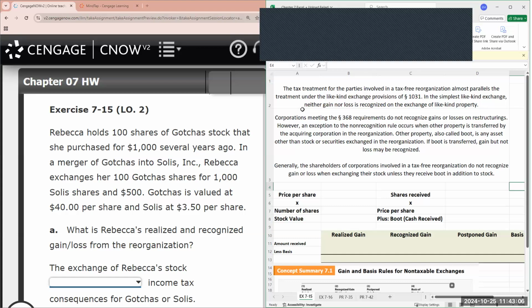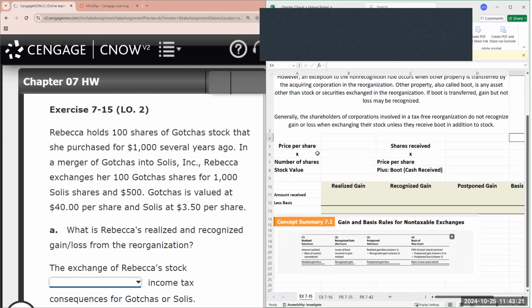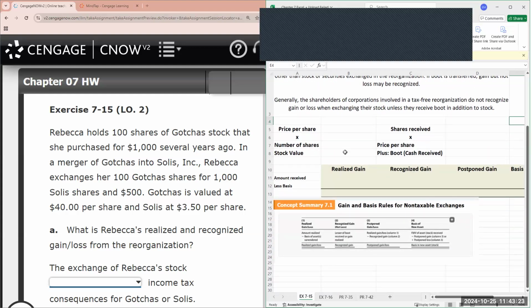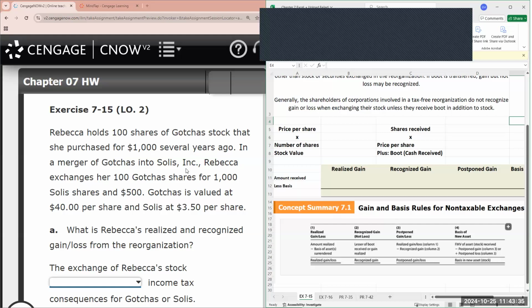However, there's an exception to the non-recognition rule when other property is transferred by the acquiring corporation. Other property is also called boot. If boot is transferred, gain but not loss is going to be recognized. And again, generally the shareholders of the corporations involved in a tax-free reorganization won't recognize gain or loss when exchanging their stock, unless they receive boot in addition to the stock.